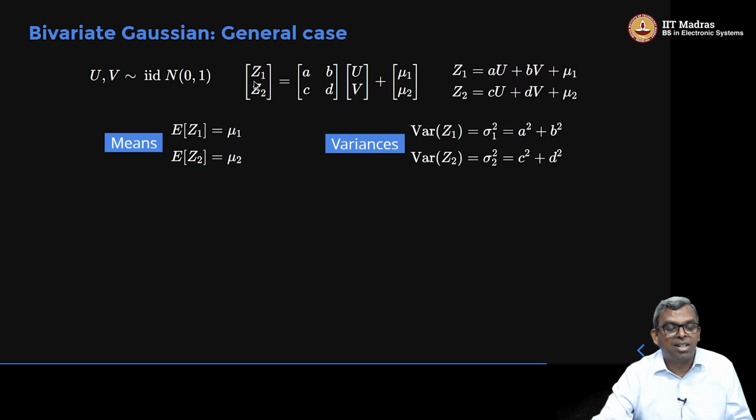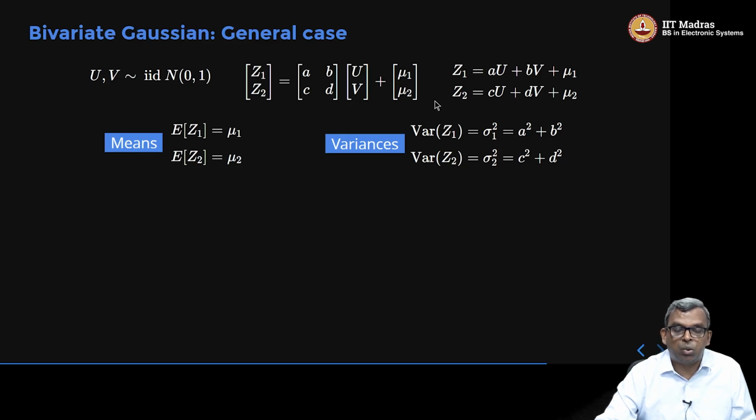If you remember before, Z1 we let it to be u, Z2 we let it to be v, right? We didn't do the general case. Now we are going to do a more general case. Notice what I am doing here, for Z1, Z2, I have put an arbitrary 2 by 2 matrix here, a b c d, times u v, and then I am also adding a constant mu1 mu2. So what happens after you simplify this formula is Z1 becomes au plus bv plus mu1, and Z2 becomes cu plus dv plus mu2. So these are Z1, Z2.